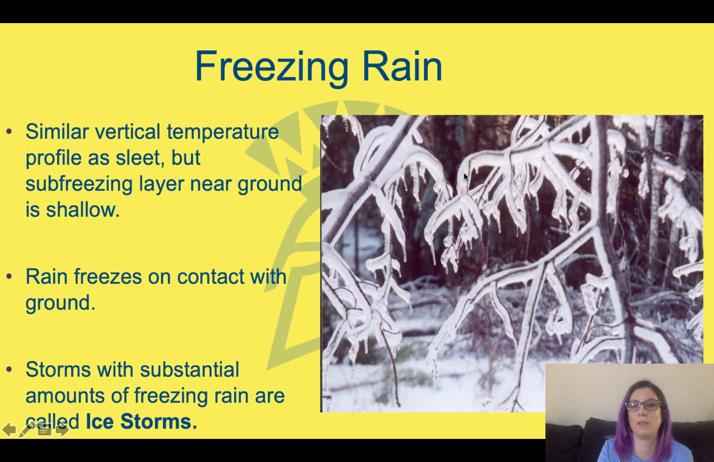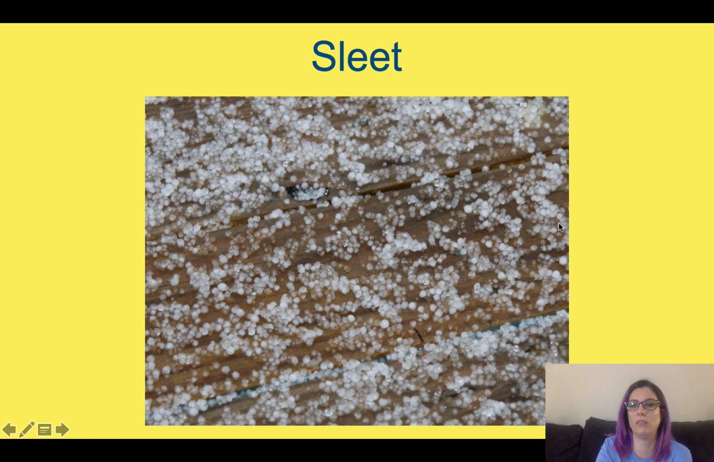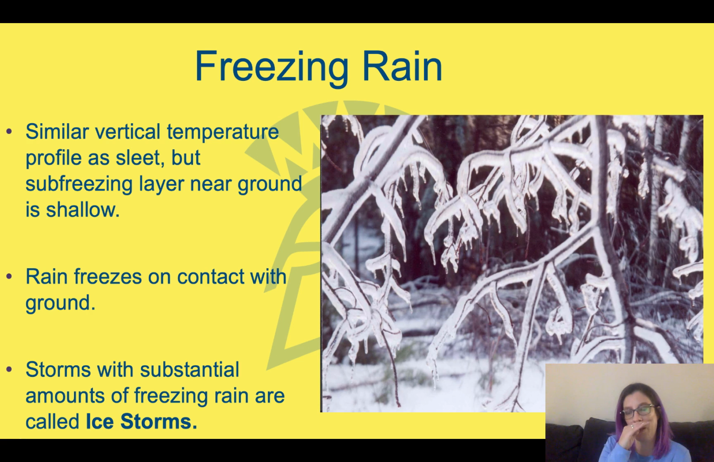And here's a picture of freezing rain. You can see the freezing rain and sleet do not look the same, although they form in almost identical atmospheres. I can tell you that freezing rain is really, really dangerous. So meteorologists really want to try and warn people when these events could potentially happen.